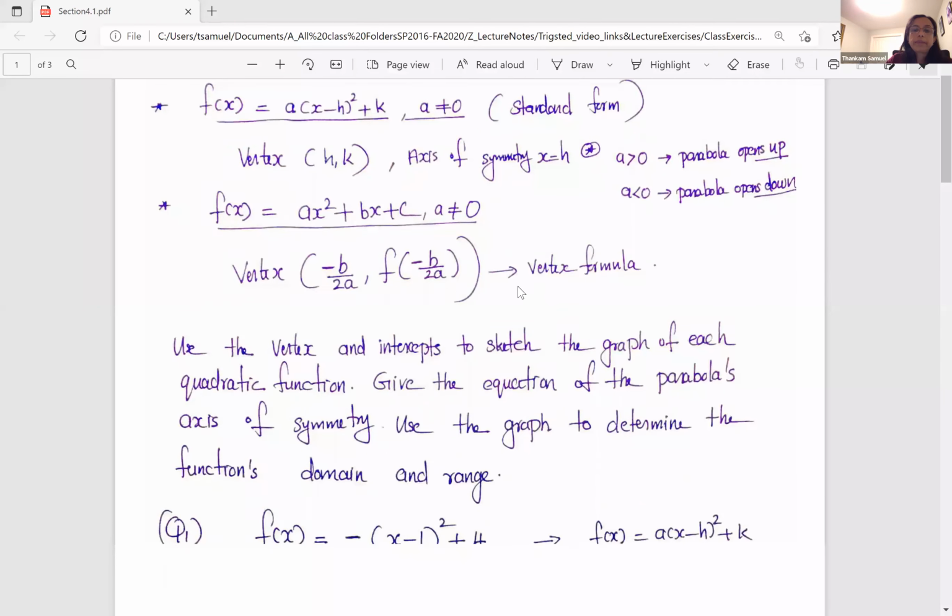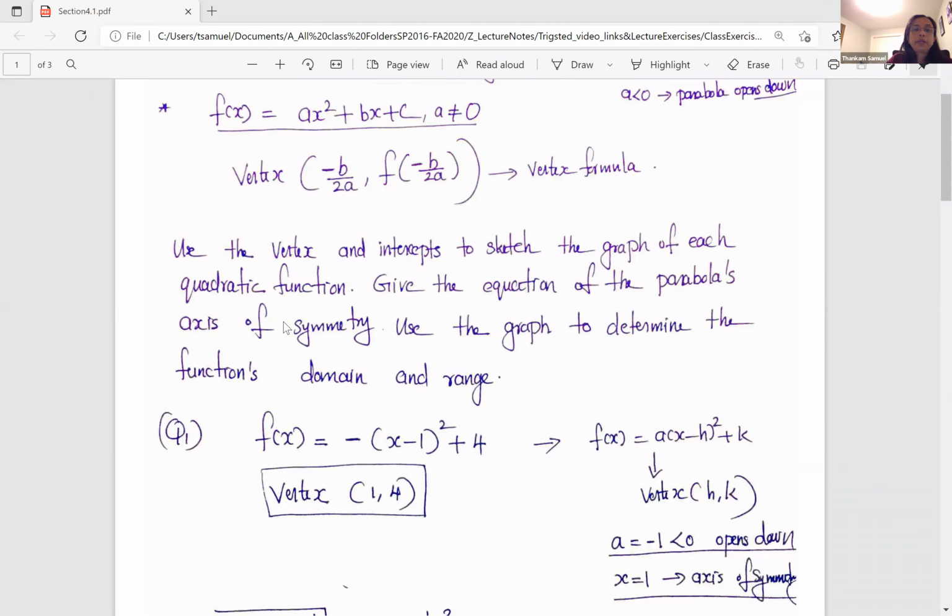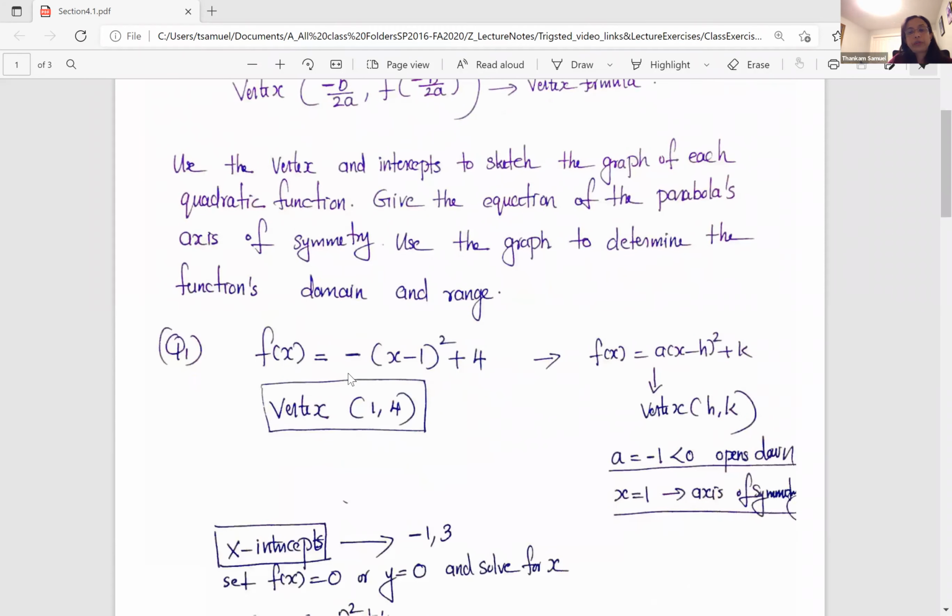So let's look at some examples. Use the vertex and intercepts to sketch the graph of each quadratic function. Give the equation of the parabola's axis of symmetry. Use the graph to determine the function's domain and range. So let's look at the first question.